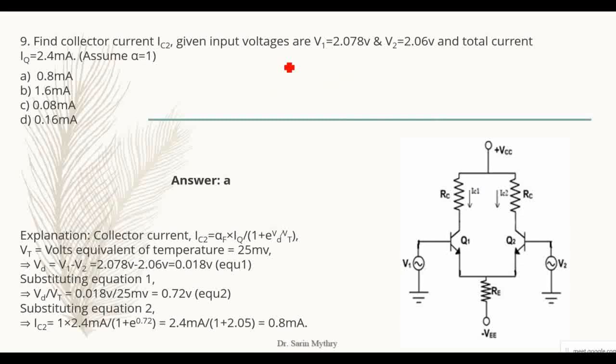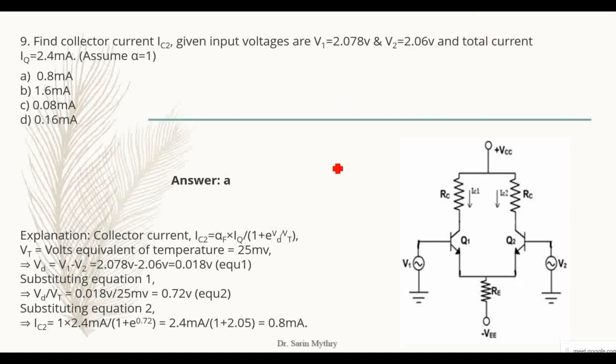Now, this is one numerical kind of question. I hope you are familiar with the numericals and the formula. Find the collector current IC2, given the input voltages are V1 equal to 2.078 volts and V2 equal to 2.06 volts, and the total current, that's IQ, is equal to 2.4 milliampere. Assume the alpha value is equal to 1. This is a circuitry which is given to us. You have the two inputs.